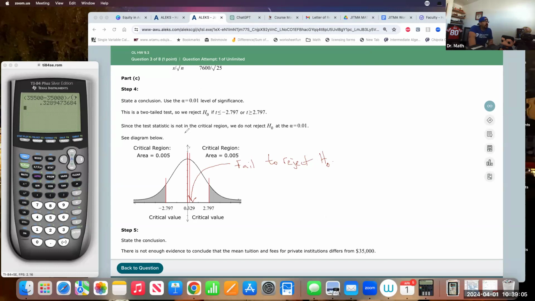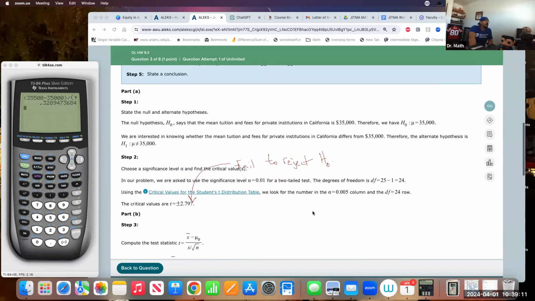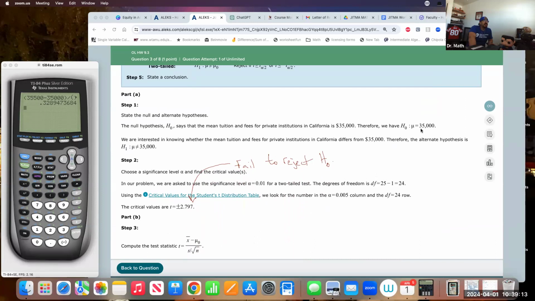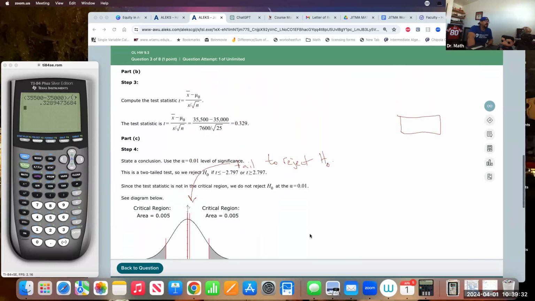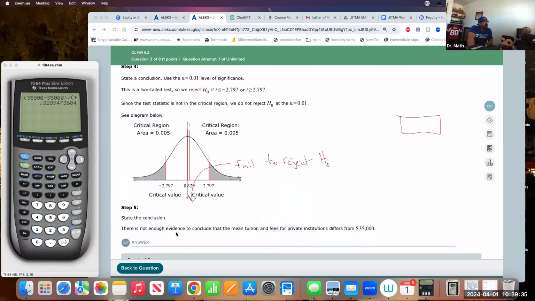All right. So if we go back, I always want you to go back and remember what H naught was. H naught said that there was no difference. That's what we're saying: there is no difference in tuition. We didn't have strong enough evidence to conclude that. So there's not enough evidence to conclude that the mean tuition and fees for private schools differs from 35,000. All right, so that's using our critical value approach.